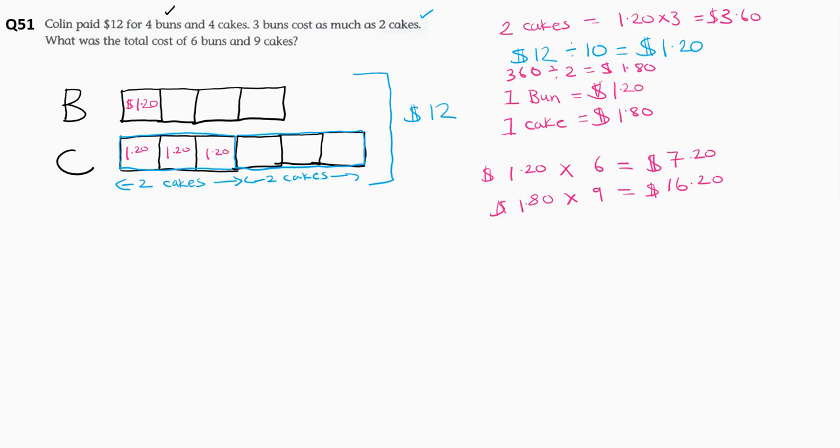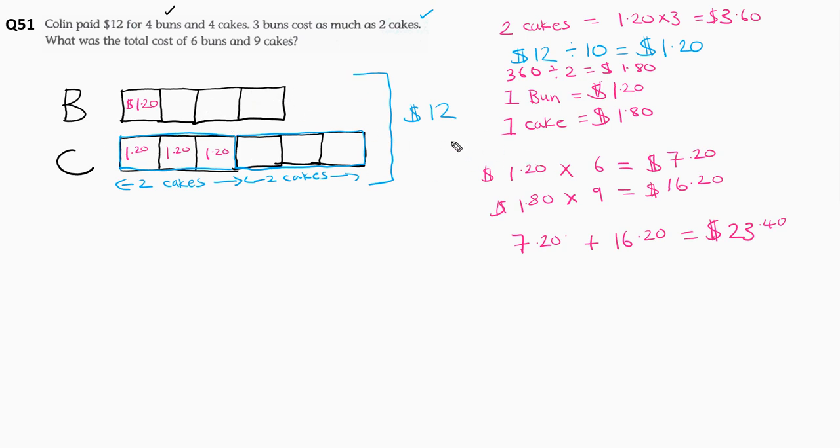Okay, so if we add 7.20, in fact, I'm just going to erase my big fat 7 there. Okay, so 7.20 plus 16.20, that is going to give us a total cost of 23.40.